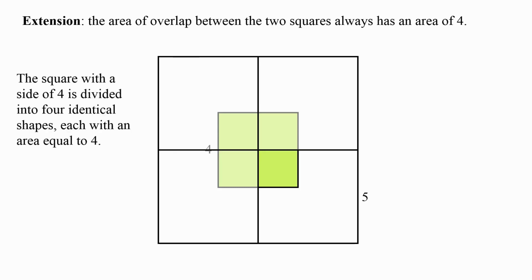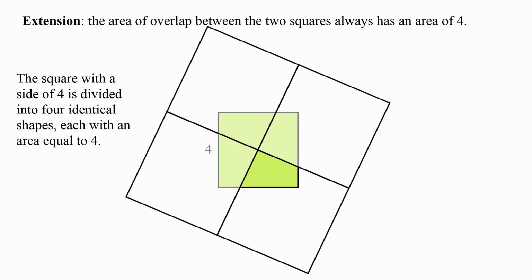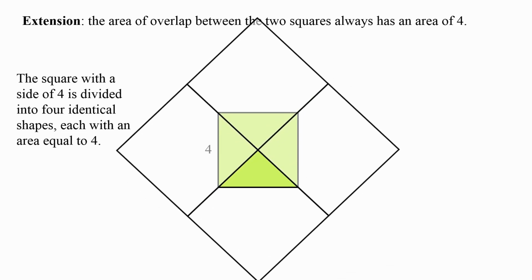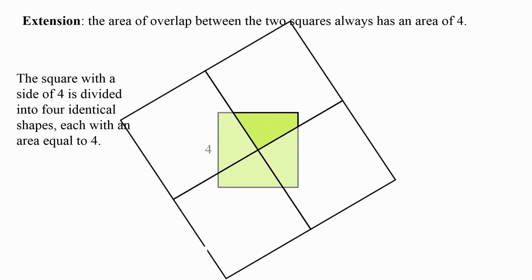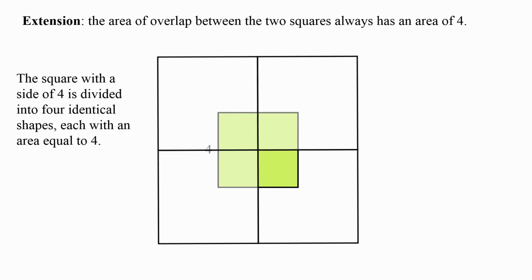We still have the square with the side length of 4 being divided into 4 identical shapes, each with an area equal to 4. Now we can continue the symmetry as we rotate the larger squares. The square with a side length of 4 is always divided into 4 identical shapes. Therefore each will have an area that's 1/4 the area of the square. It's a pretty neat problem, and rotational symmetry solves this like magic.